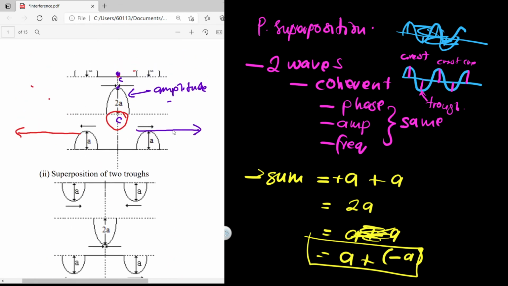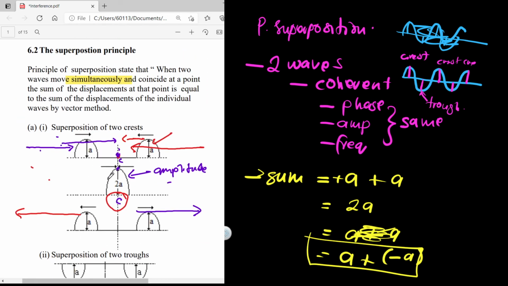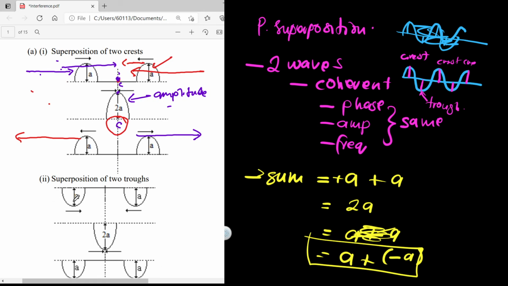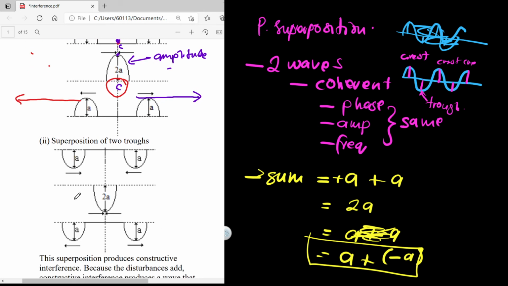That one looked at the upper part of the wave. So what will happen if we have two troughs? Same case: this one moves towards the right, this one towards the left. At this point, they will merge together, or coincide with each other, and it will produce a larger displacement, which is equal to A plus A.